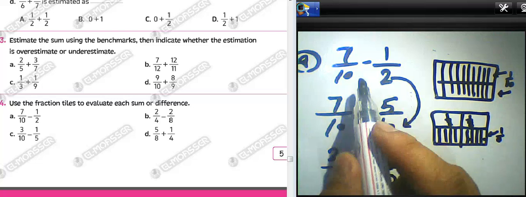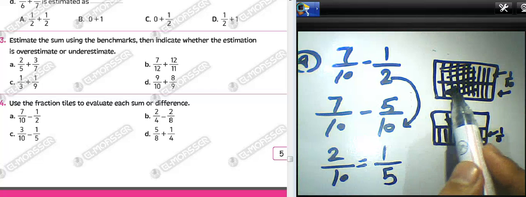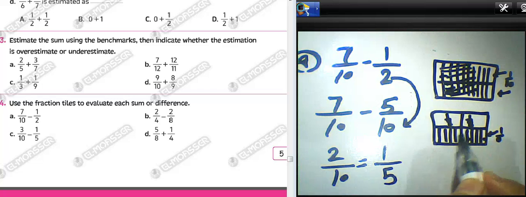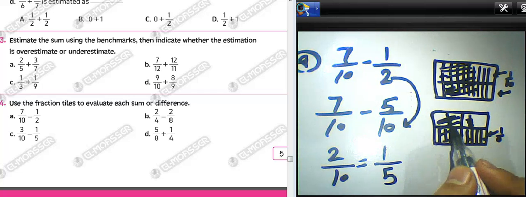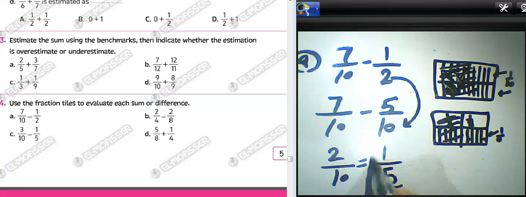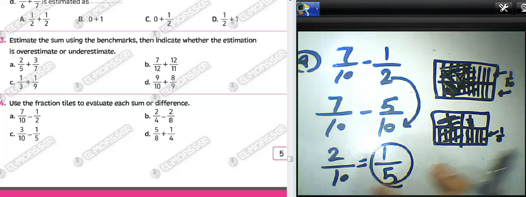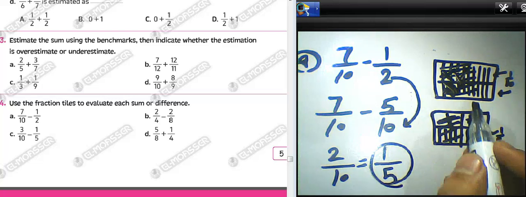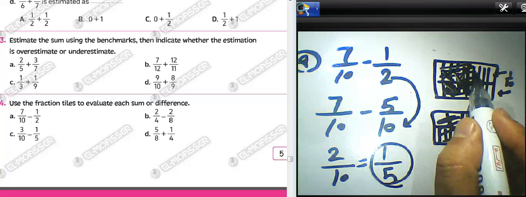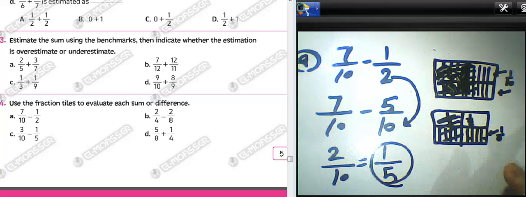Okay. And then we can color 7 over 10. Color 7 parts here, and here color the half. And then we can cancel this part here, so the difference will be 1 over 5, which means 2 over 10. You will get 2 over 10, the difference between them. The remainder will be 2 over 10 after canceling all these parts.